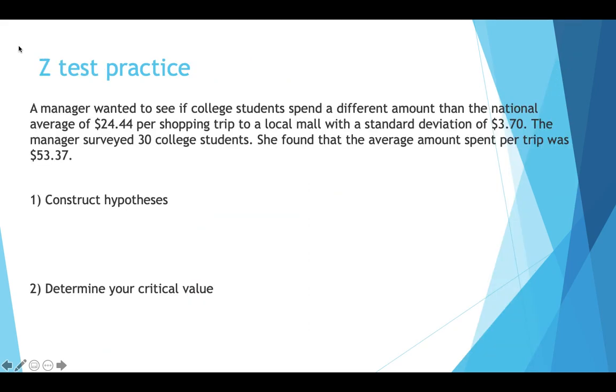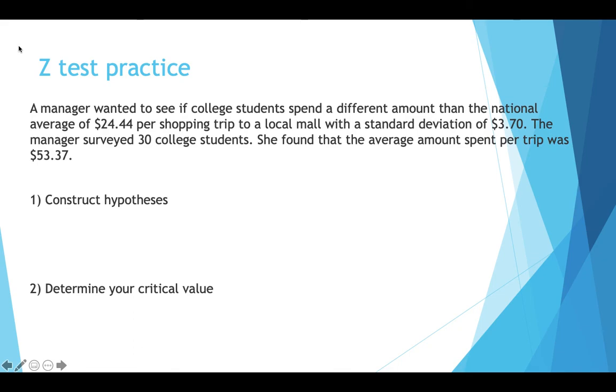A manager wanted to see if college students spend a different amount than the national average of $24.44 per shopping trip to a local mall with a standard deviation of $3.70. The manager surveyed 30 college students. She found that the average amount spent per trip was $53.37.